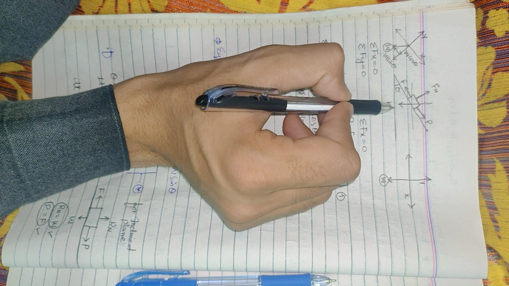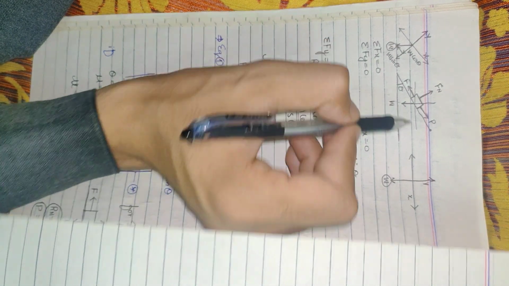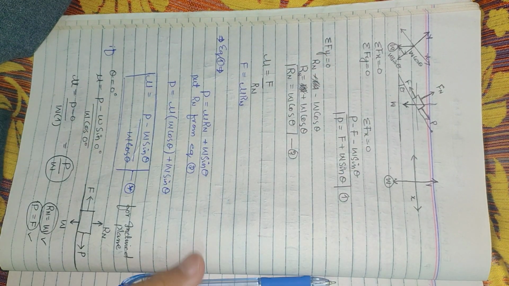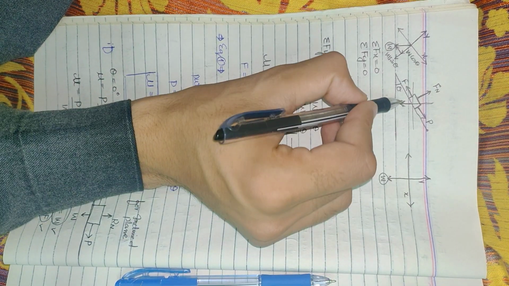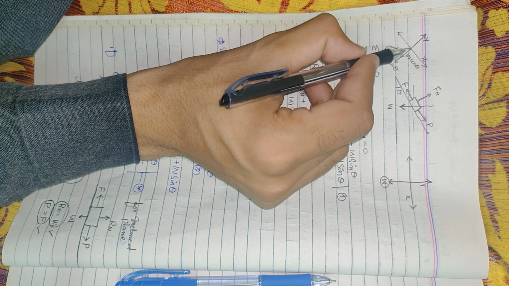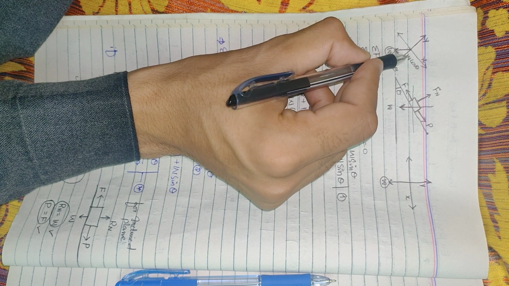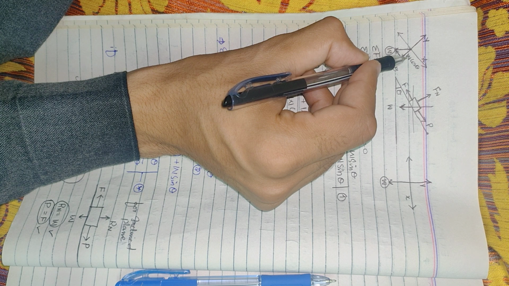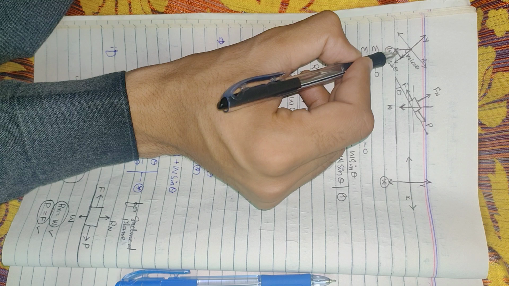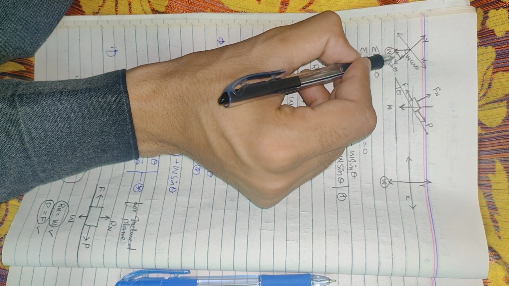Now we can make a resolution of the weight W. This is the weight, this is the y direction and this is the x direction. So this is the base, and the base becomes W cos theta. And this is the perpendicular, which is opposite to theta, so we take W sin theta.